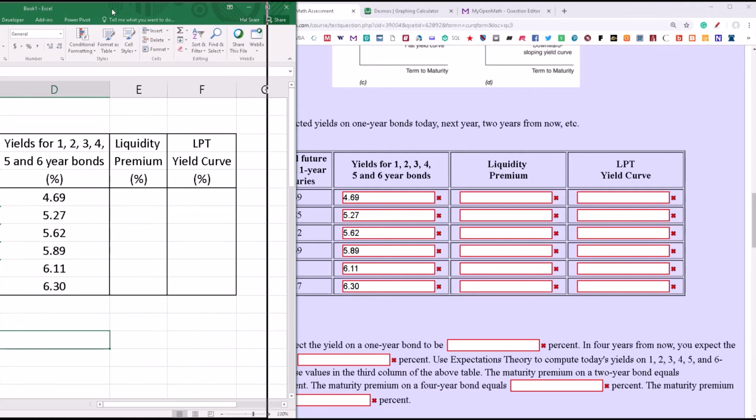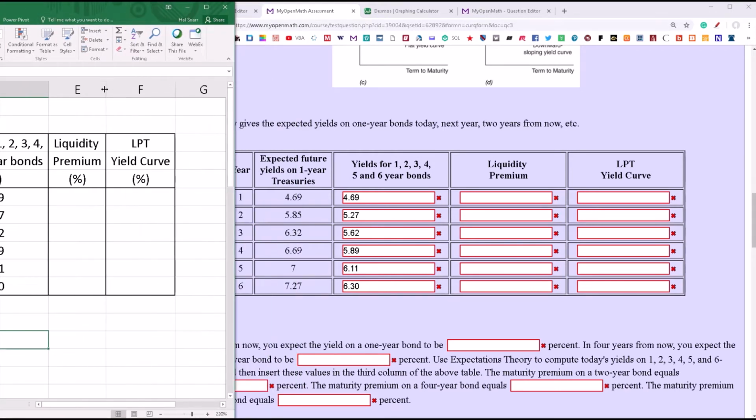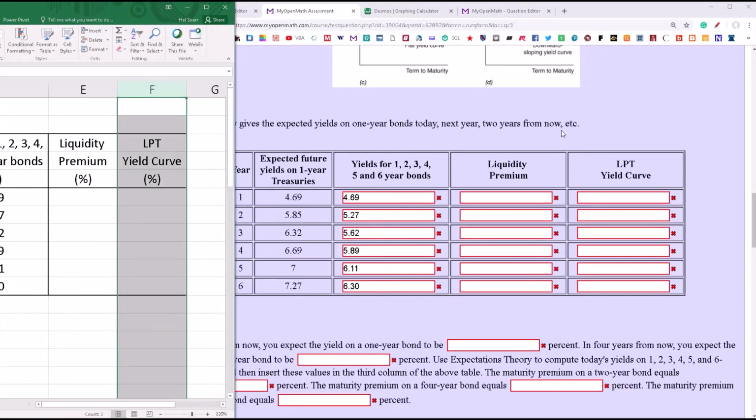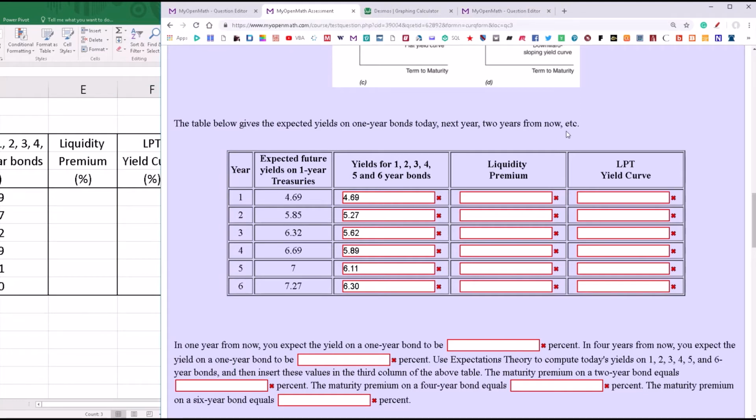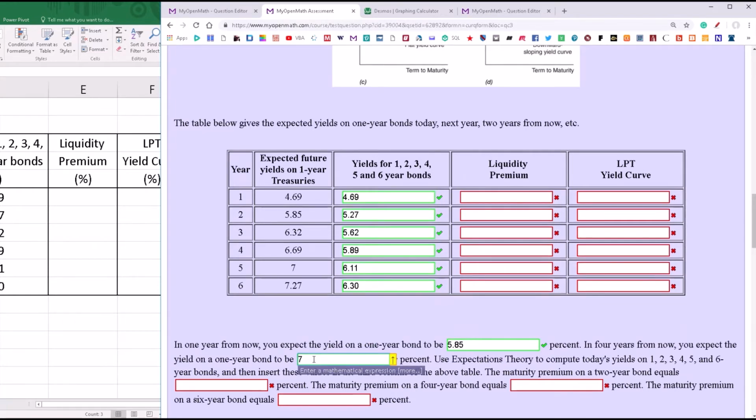I'll slide this over like this. Okay. So down here, let's just answer this first question. In 1 year from now, you expect the yield on a 1-year bond to be 5.85, right? Because we're talking about a 1-year bond. And these are a list of 1-year bonds. So 1 year from now, you expect the yield on a 1-year bond to be 5.85. In 4 years from now, you expect the yield to be 7. 1, 2, 3, 4.